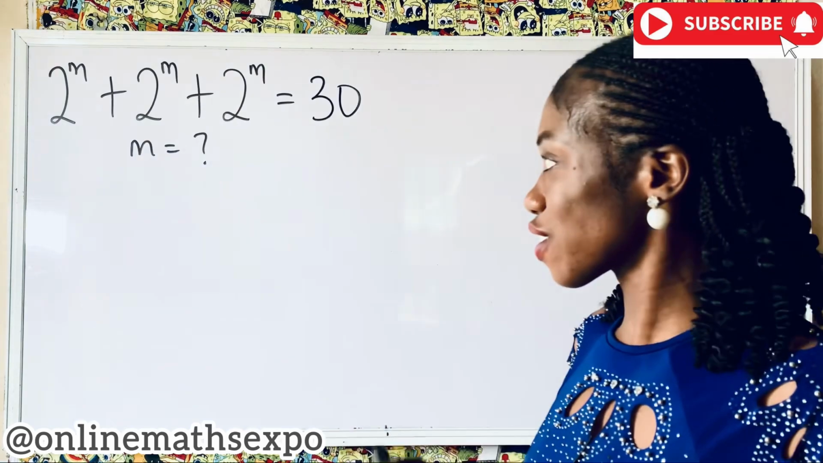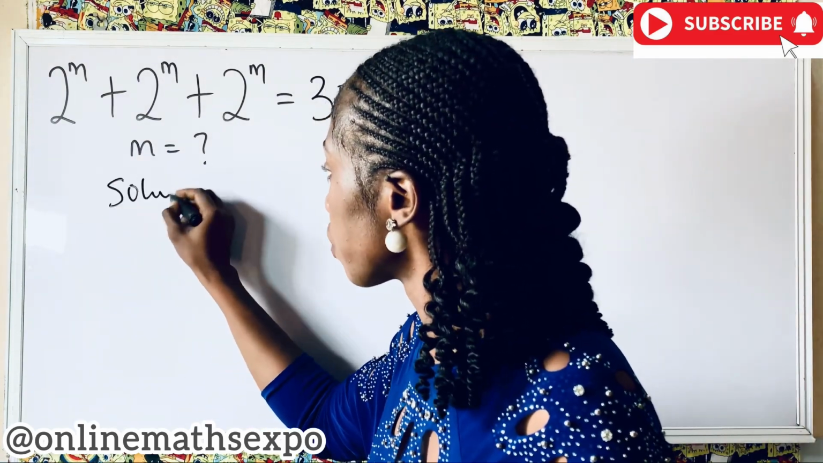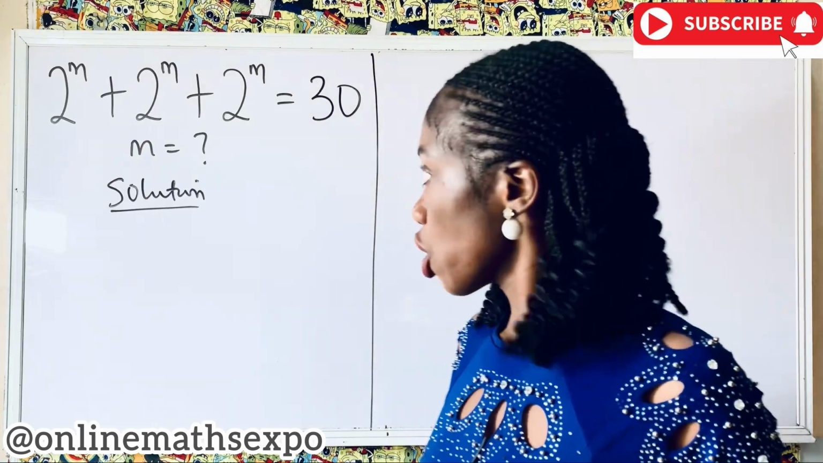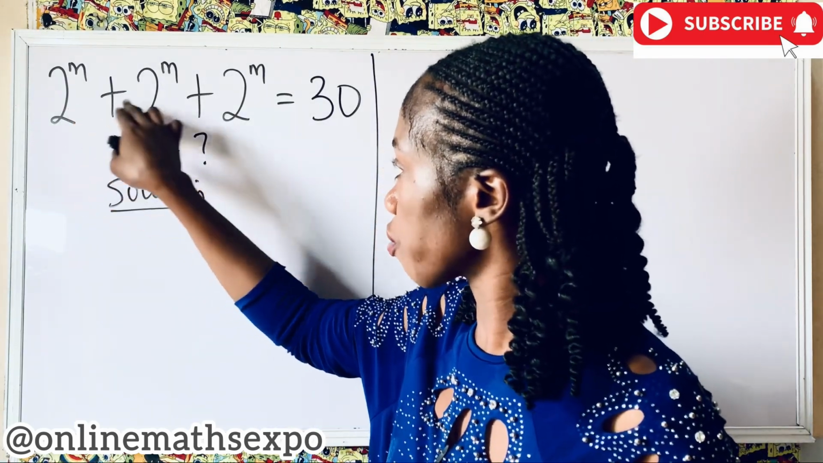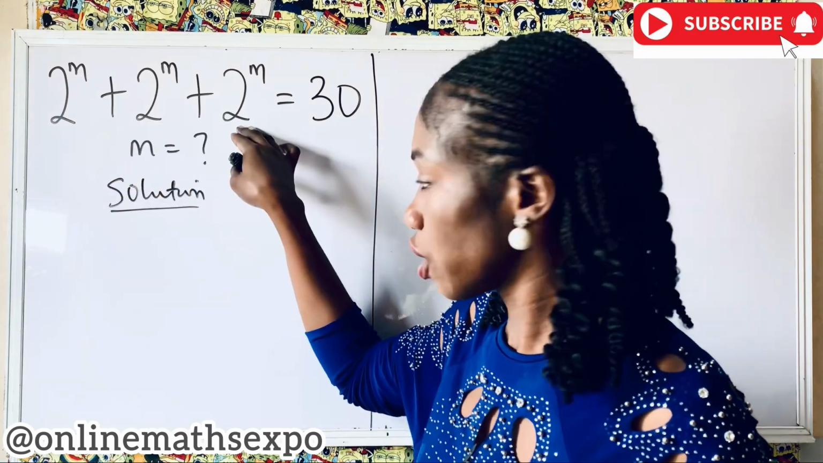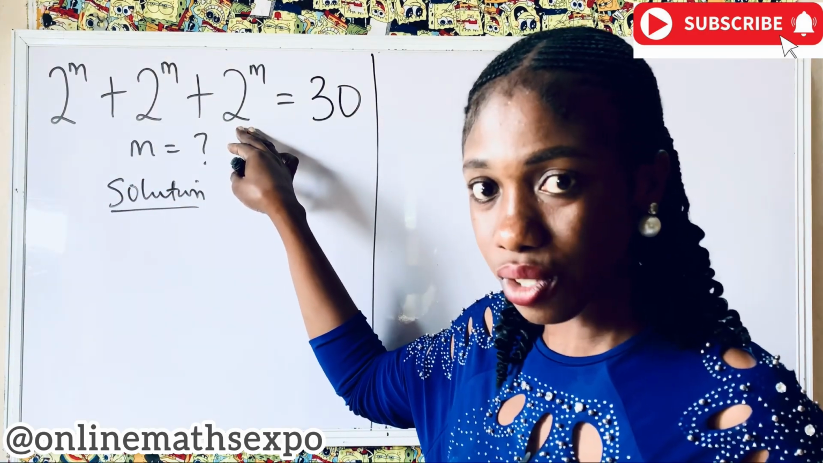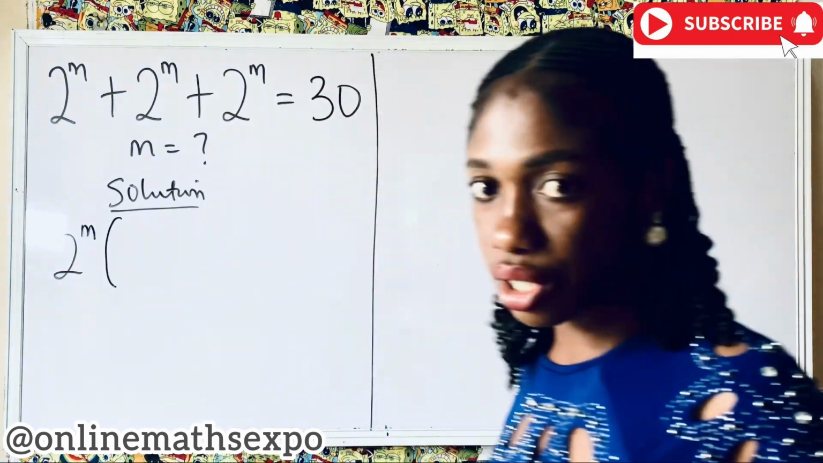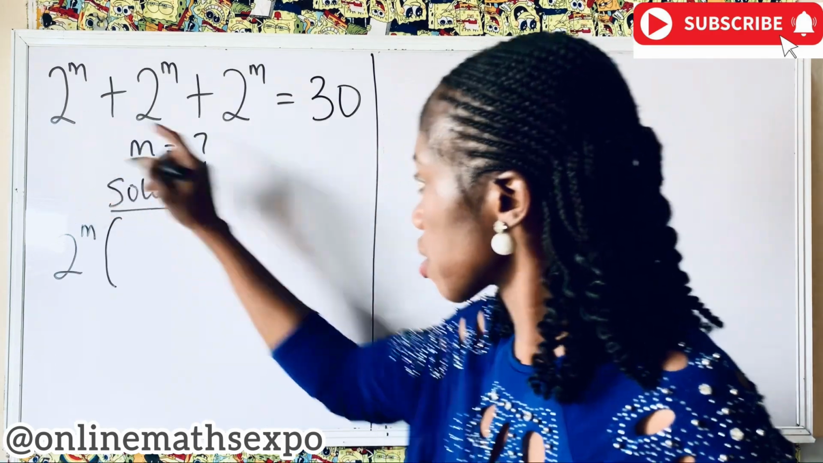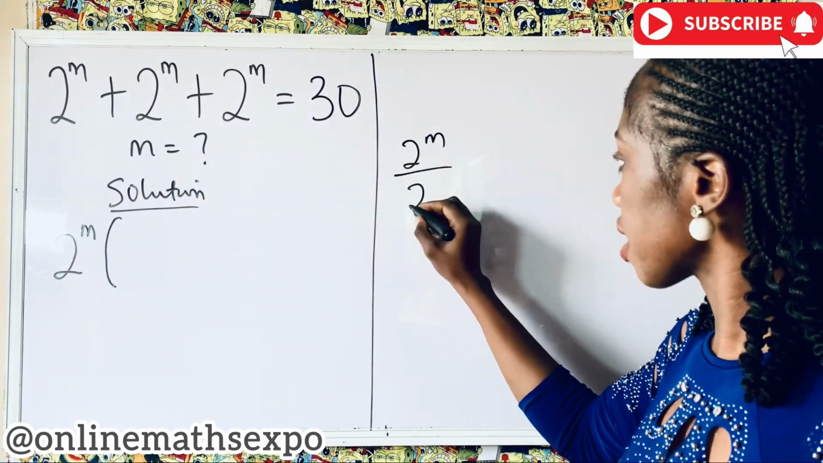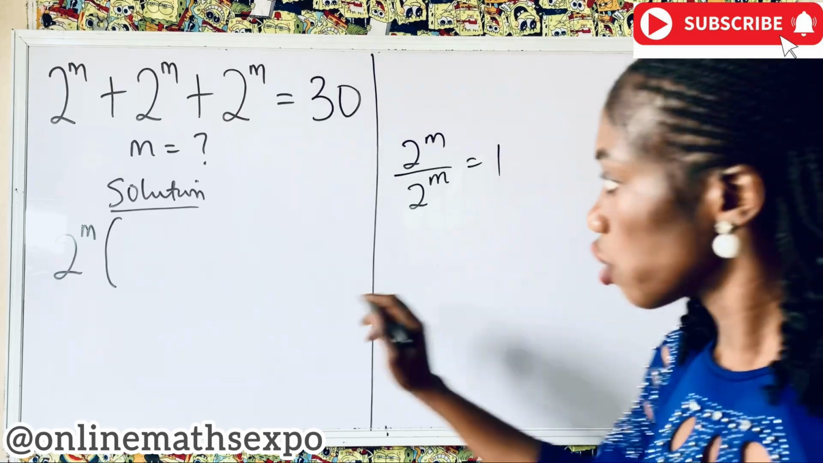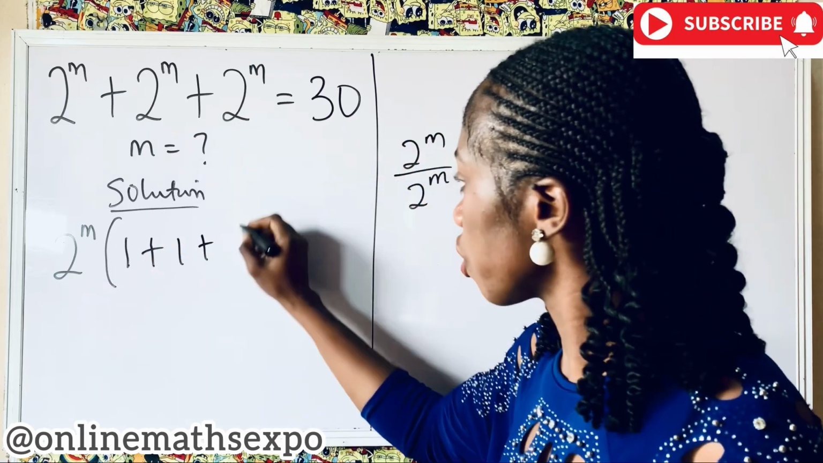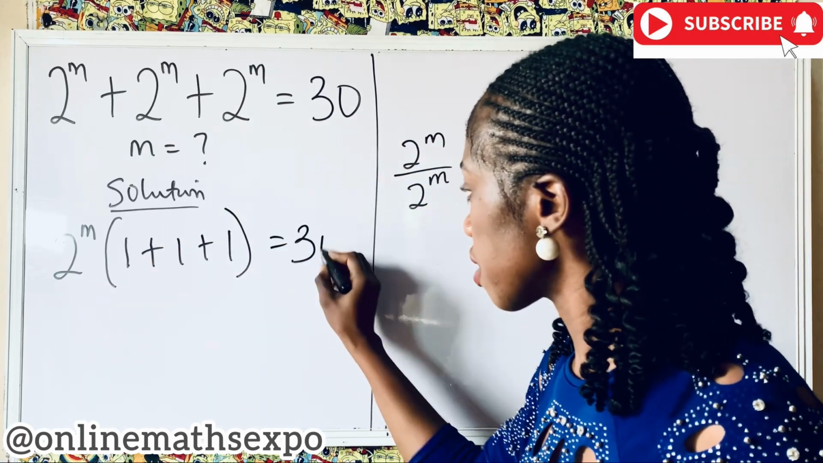So to solve for this, we begin with our solution. Now, when you look at this, what you will do first is you will discover that this 2 to the power of m is common here. So you can choose to factor it out. And if you do that, this is what you have. You open a bracket for it. Use it to divide this, okay? And you know, when you divide anything by itself, it gives you 1. So here is 1. If you do same here, you have 1. Do same here, you have 1. And is equal to 30.